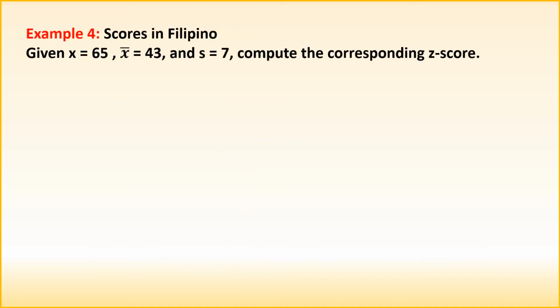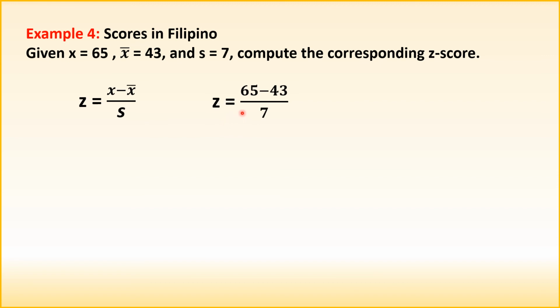And for the sample number 4, scores in Filipino. Given x is equal to 65, the x bar or mean for the sample data is equal to 43, and S for the standard deviation sample data, which is equal to 7, compute the corresponding z-score. So again, we're going to use the formula for the sample data.